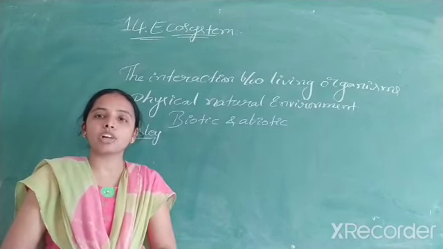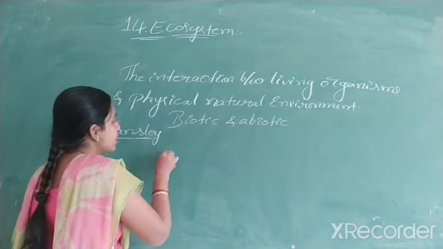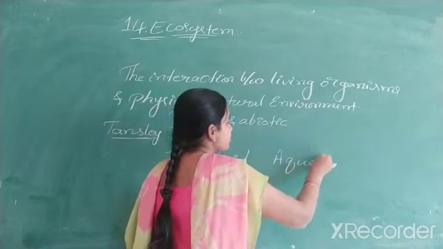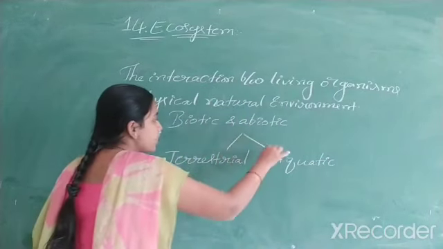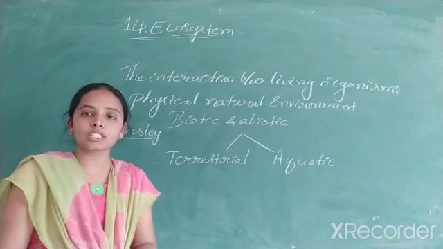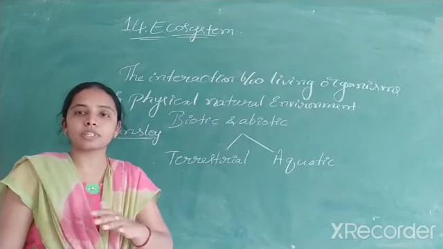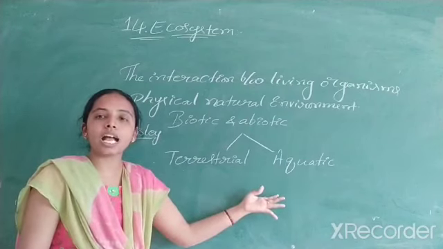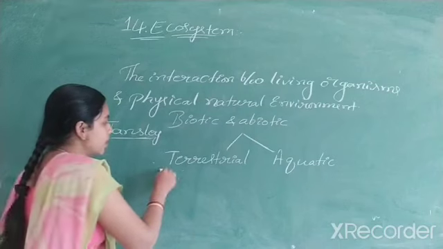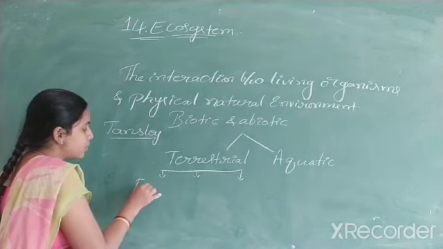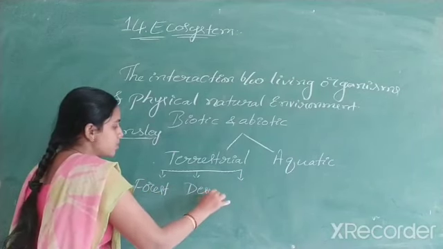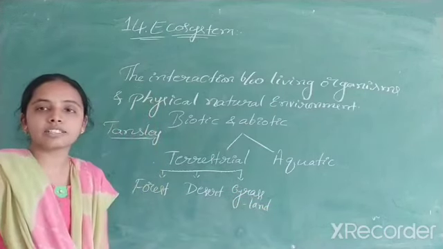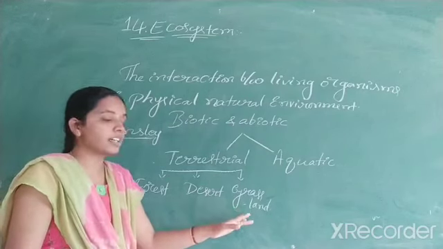Ecosystems have been broadly classified into two types: terrestrial ecosystem and aquatic ecosystem. An ecosystem present on land surface is called a terrestrial ecosystem, and one with a water medium is called an aquatic ecosystem. The terrestrial ecosystem is again classified into forest ecosystem, desert ecosystem, and grassland ecosystem. So there are three forms in a terrestrial ecosystem: forest, desert, and grassland.